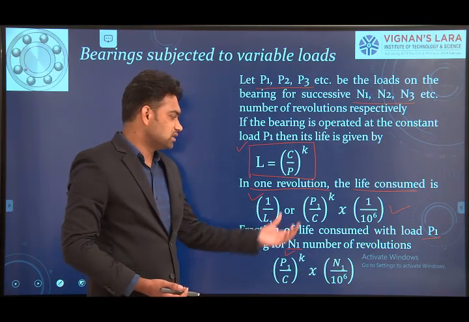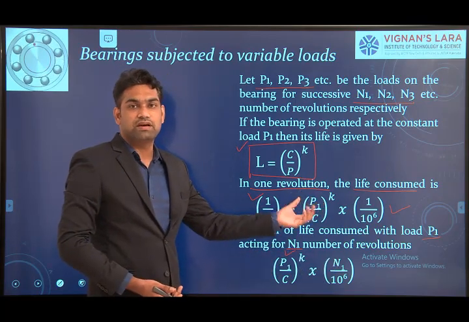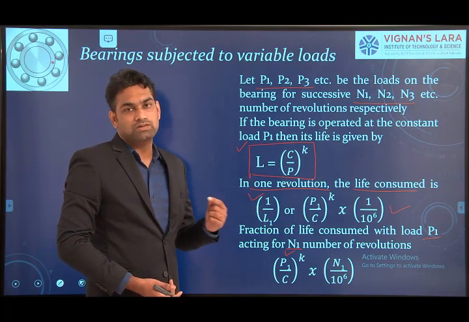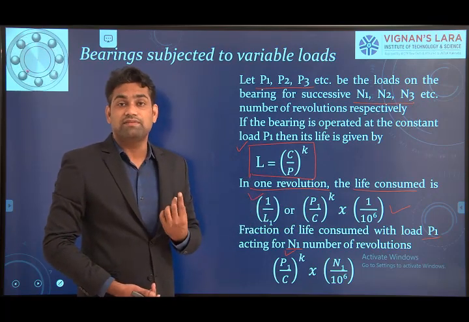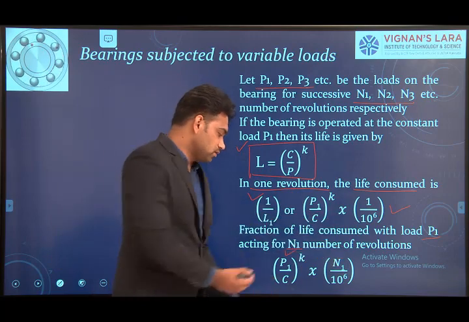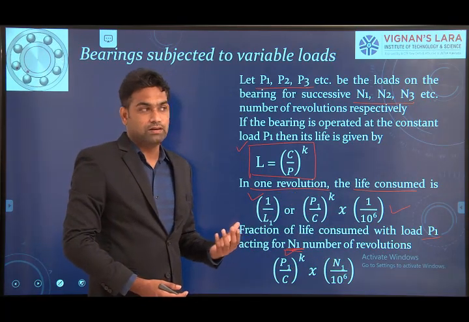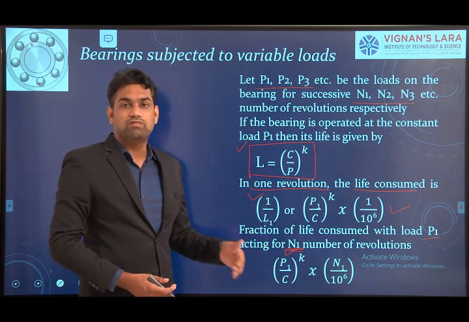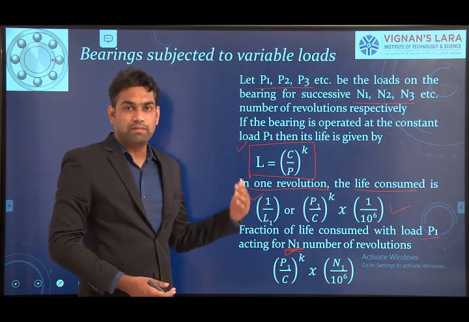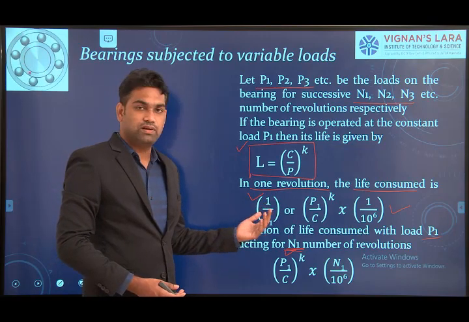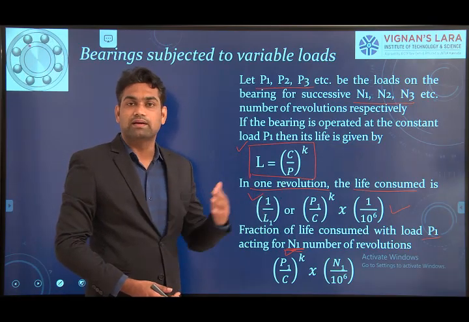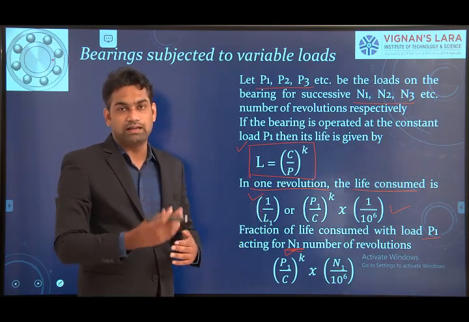As I stated, this is the fraction of life consumed for one revolution. Similarly, the fraction of life consumed for N1 revolutions is given by this multiplied by N1. Clear? Similarly, we can also write the remaining fractions of life for the remaining loads or time durations, that is, for N2 and N3. So let us see.